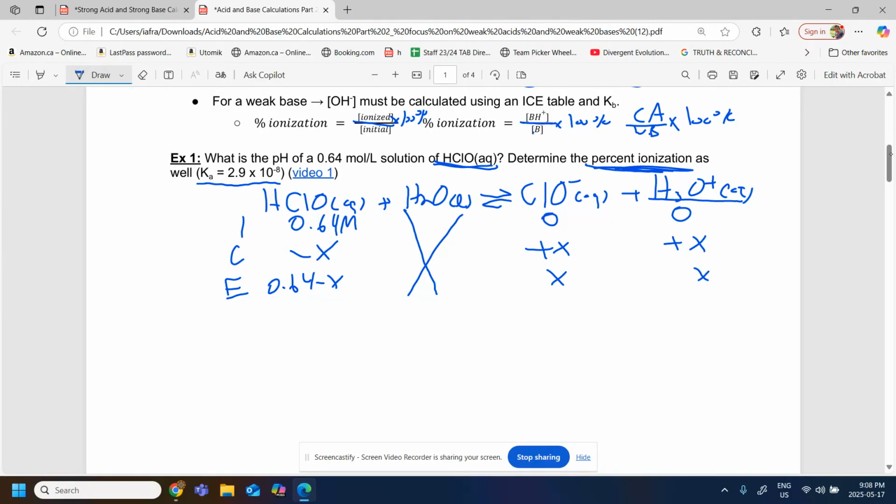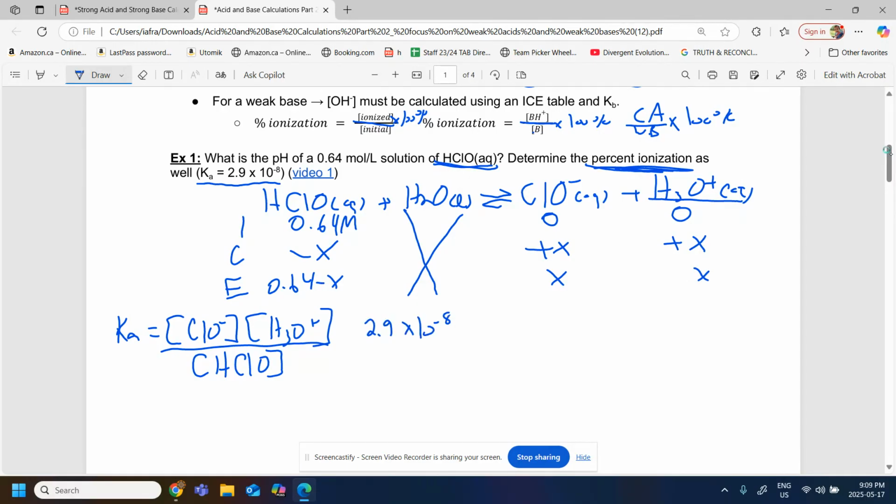And so you can write an equilibrium expression. You can write that Ka is equal to the concentration of ClO minus times the concentration of H3O plus over the concentration of HClO. So now you can plug these values in. You can see that 2.9 times 10 to the negative 8 is equal to x times x, so x squared, over 0.64 minus x.